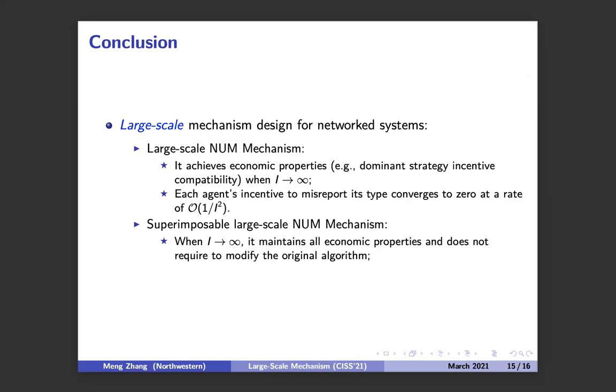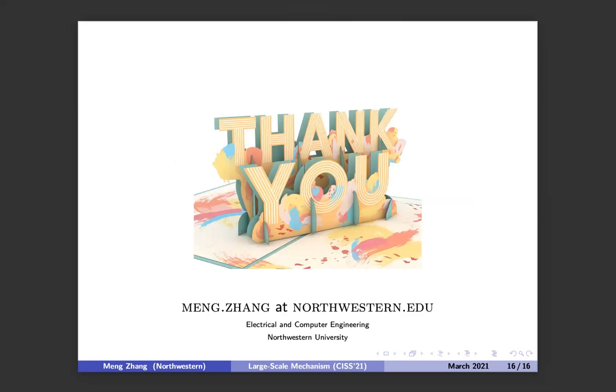So here we would like to make a conclusion. In this study, we have studied large-scale mechanism design for networked systems. The first mechanism achieves the economic properties, including dominant strategy incentive compatibility when the number of agents goes to infinity, and each agent's incentive to misreport its type converges to 0 at a rate of 1 over I squared. The second mechanism, when the number of agents goes to infinity, maintains all the economic properties but does not require modifying the original algorithm. So this concludes my talk. Thank you very much.